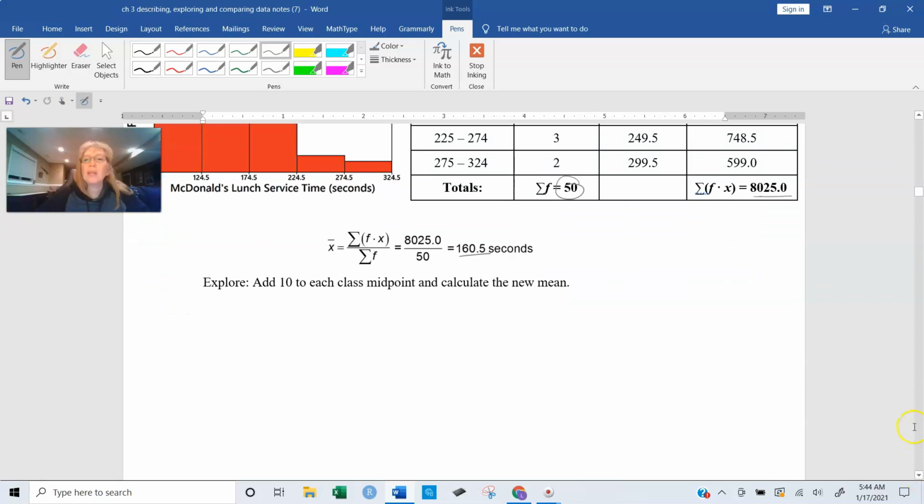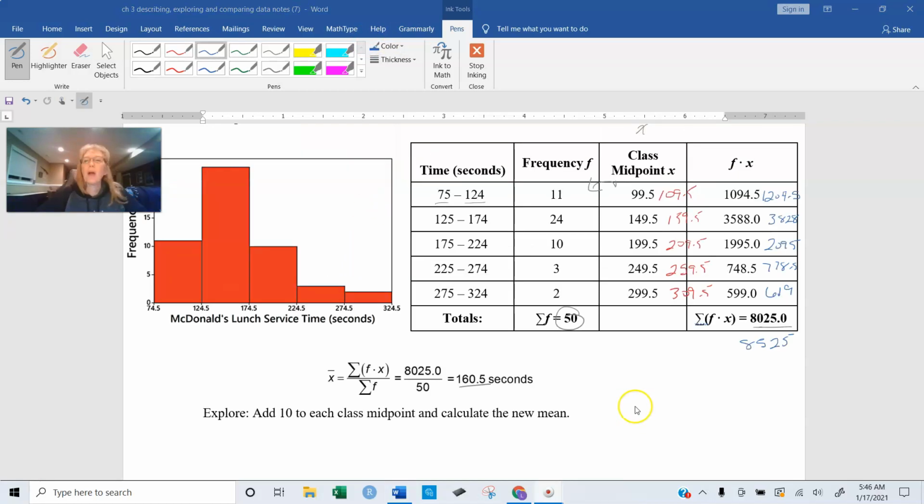All right, I want you to do the exact same thing, but now I want you to add 10 to the midpoint and then calculate the mean, and let's see what we get. So pause and play. All right, so first you added 10 to each midpoint right here, and you got 109, 159, 209, and so on.